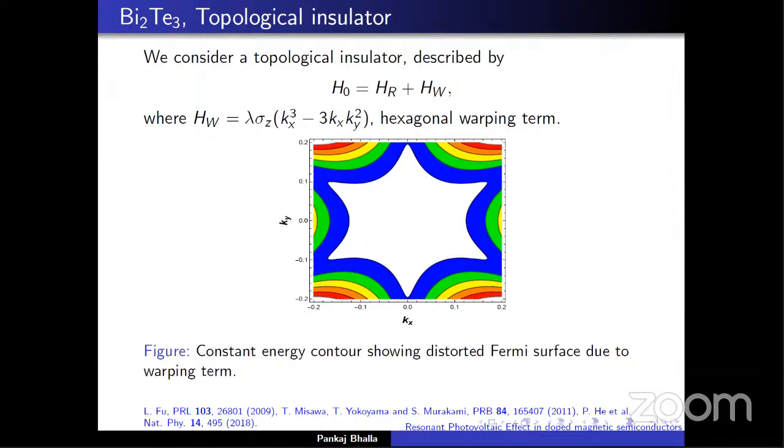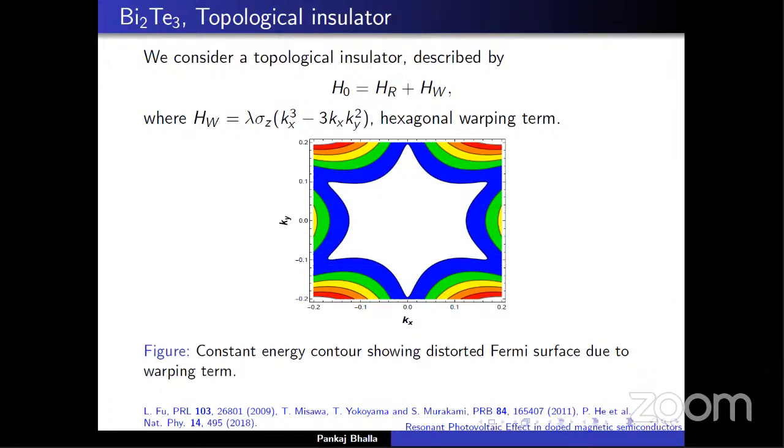So that gives a signature that this is the main term that is distorting the Fermi surface of the bismuth telluride material, and it is a quite important term. But the important point here is that if you look at the positive k-axis and the negative k-axis, this structure is quite symmetrical. If the symmetry is there, the displacement of the charge carriers will cancel out each other and we will not get any signal for the current.